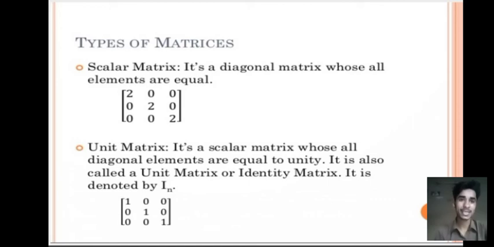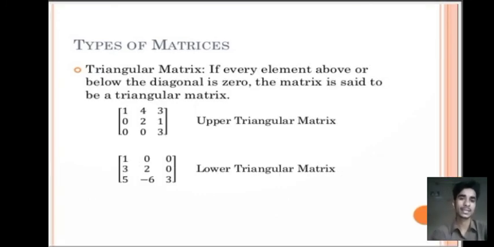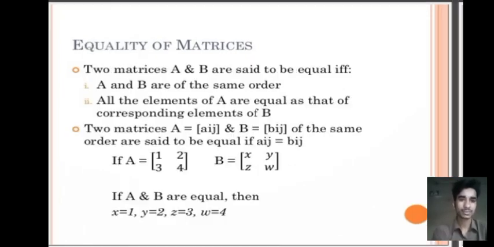Scalar matrix. It is a diagonal matrix whose main diagonal elements are all equal. Unit matrix. It is a scalar matrix whose diagonal elements are all equal to unity. It is also called an identity matrix. It is denoted by I_n. Triangular matrix. If every element above or below the diagonal is 0, the matrix is said to be a triangular matrix. Upper triangular matrix and lower triangular matrix.